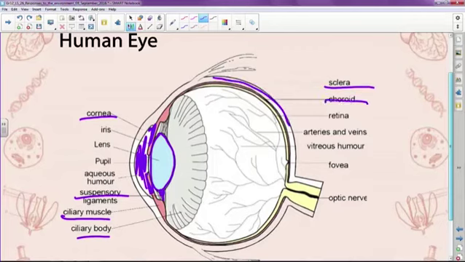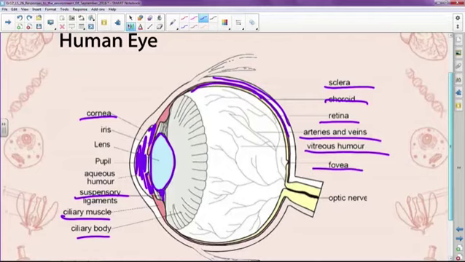You get your choroid, which is a thin layer around the eye over here. You get your retina, which is the yellow part, which consists of your rods and cones. You get your arteries and veins, because remember, your eye still needs oxygen and food. You're going to get your vitreous humor, that's found inside the eye. Remember, it's still a liquid found inside your eye. You're going to get your fovea, which is a very, very important place, because your fovea is the spot that you want.